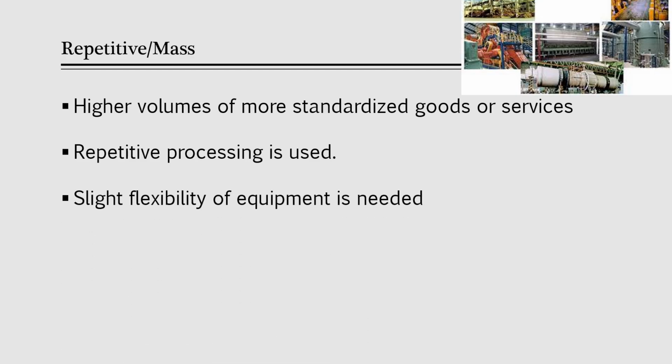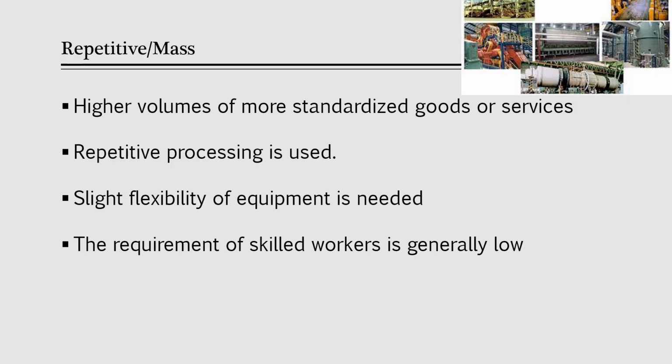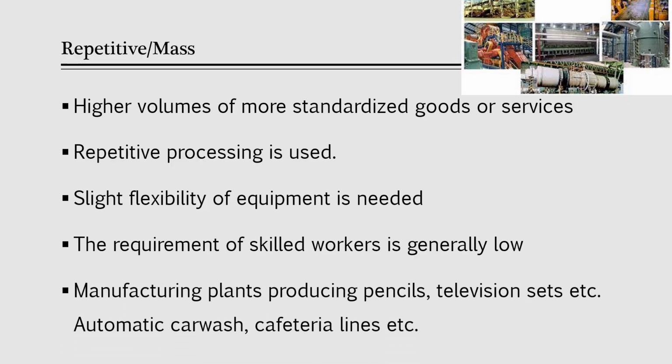Here, a repetitive processing is used, and slightly flexible equipment is needed. The requirement of skilled workers is generally low, such as manufacturing plants producing pencils and televisions. Automatic car washes and cafeterias can be taken as examples.